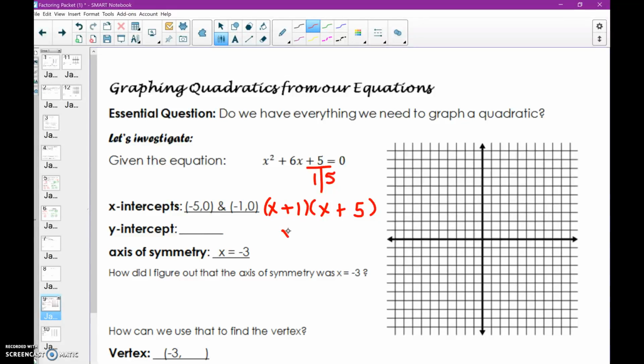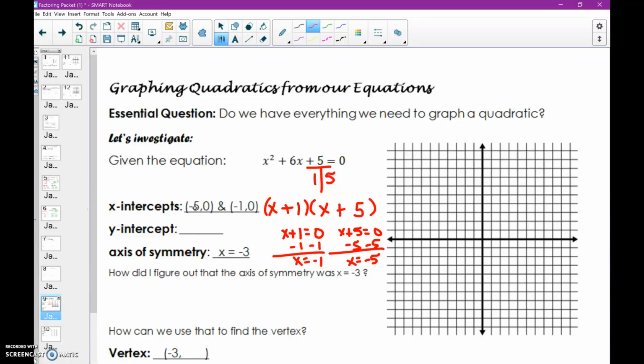because x plus 1, if I was to set that equal to 0, that would mean that x equals negative 1, which is exactly what we have here. And if I set x plus 5 equal to 0, which, by the way, is a review from the previous lessons we did, should not be new content, then the other thing we have is x equals negative 5, which is our other intercept.